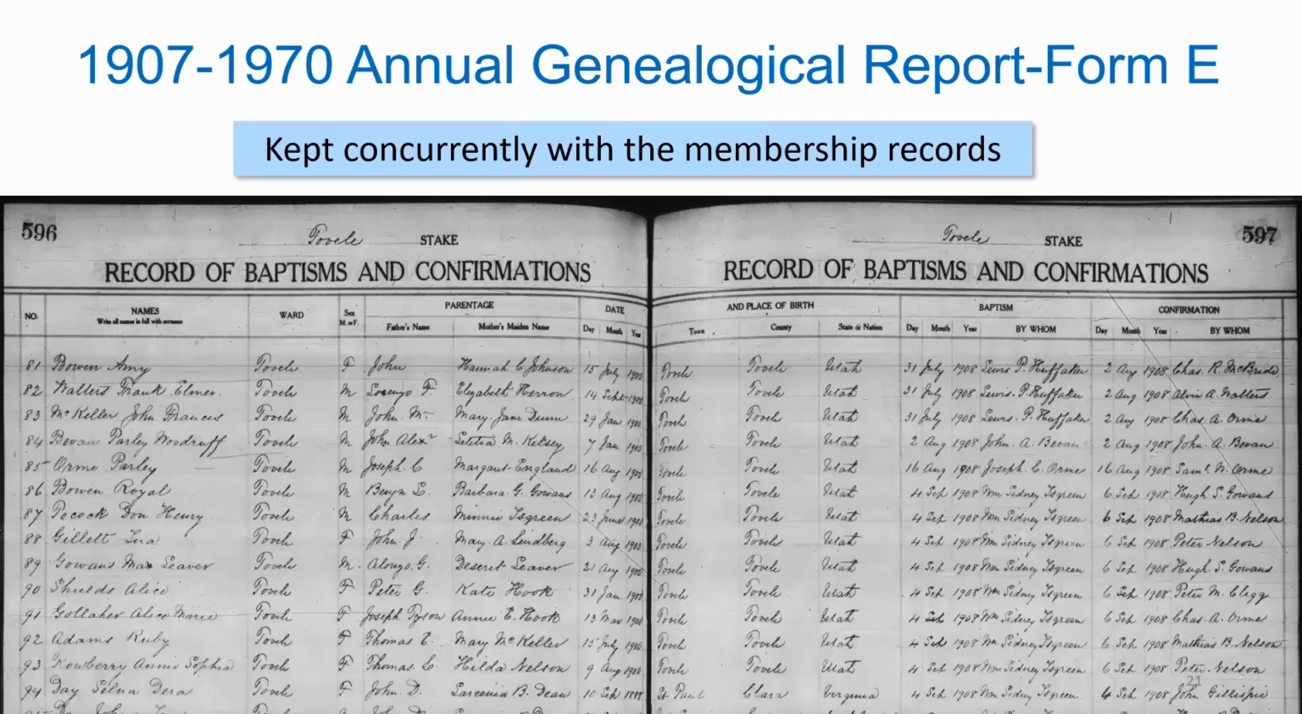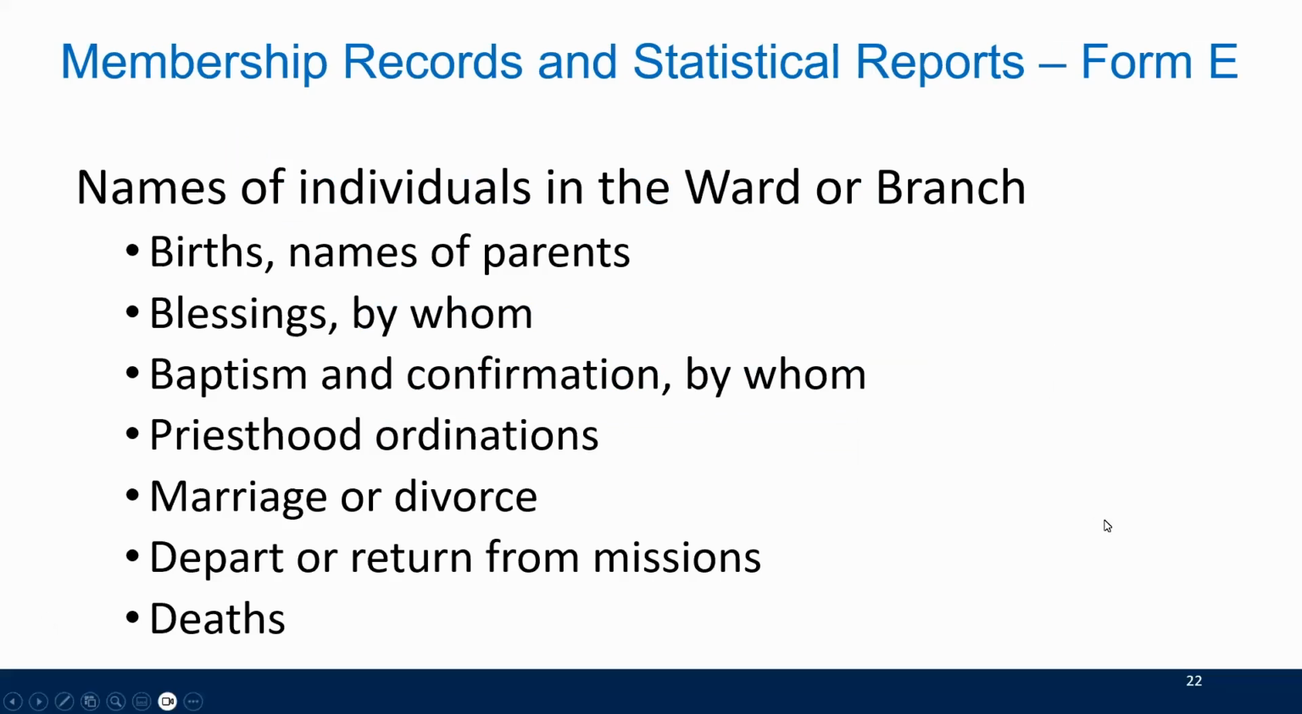So these reports cover about 1907 to 1970. So you see that they're being kept concurrently with those record of members records, and they are housed together. When that microfilming project took place in the 60s and 70s, they put the Form Es with the ward record of member report. So everything is laid out and organized by ward unit. So you'll find them together, and that's why they're part of this collection. But what they would record on these Form Es, let's take a look at that. You're going to get all this kind of information. Births, names of parents, blessings, baptisms, priest ordinations, marriages or divorces, departures and returns from missions, and deaths.